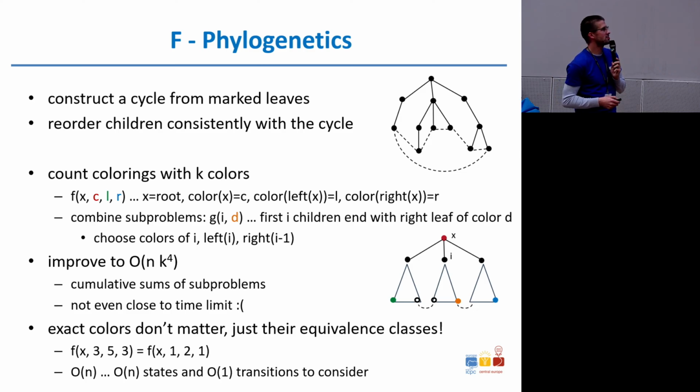The final step here is to note that the exact colors don't matter, just their equivalence classes. So the number of ways of coloring this tree so that X is colored with number 3, the leftmost node is colored with number 5, and the rightmost node is colored with number 3, is exactly the same as if these colors were 1, 2, and 1. Okay? So this brings it down to a linear number of states that depends just on the number of nodes, but not on the number of colors. And we have a constant number of transitions to consider to solve such subproblems.